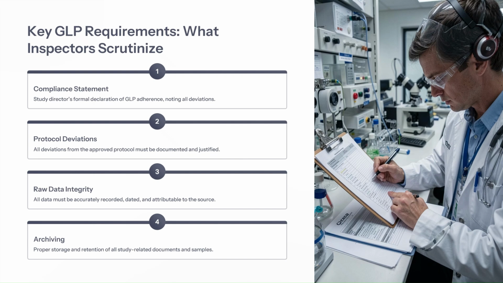Third, inspectors review raw data integrity. Data must be accurate, dated, and traceable to the original source. Fourth, inspectors evaluate archiving practices. All study records, reports, specimens, and supporting documents must be stored properly for future retrieval. These areas are often considered high risk during inspections and therefore receive special attention.